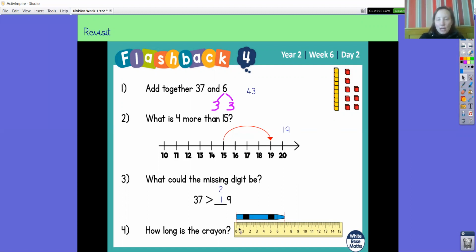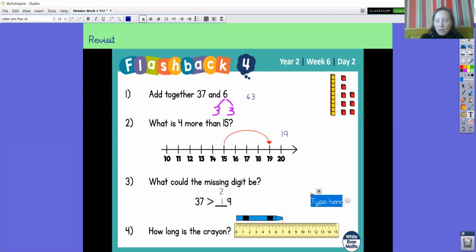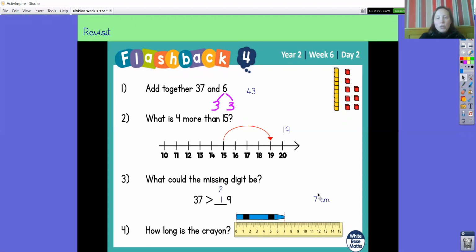So how long is the crayon? So having a look carefully at this picture, we can see the crayon is on 0 and the end of it is on 7. And we can see that it's counting, and it looks like it's a ruler. So rulers use centimetres, and you must remember to put centimetres on, otherwise it's not quite right.